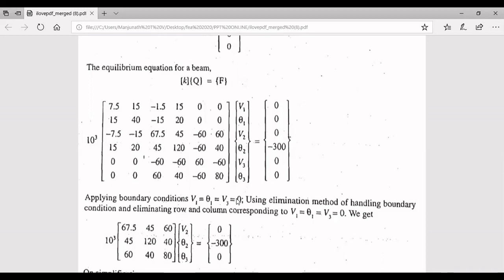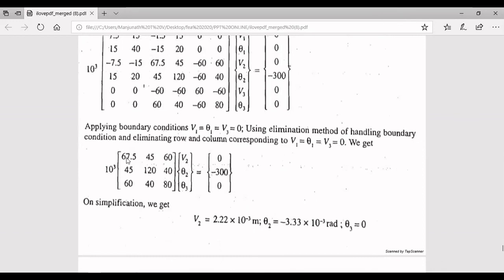Then by using the elimination method of handling boundary conditions, the corresponding v1, theta 1, v3 rows and columns we are going to eliminate. After eliminating the corresponding rows and columns of v1, theta 1, v3, we get the matrix like this: 67.5, 45, 60, 45, 120, 40, 60, 40, 80. The 10 to the power of 3 corresponds to all the elements, so we keep the 10 to the power of 3 outside the matrix.